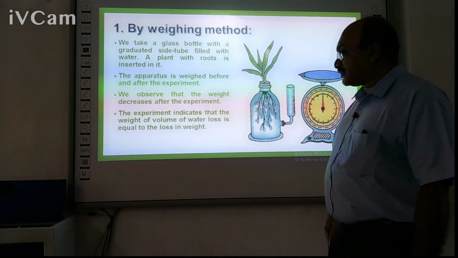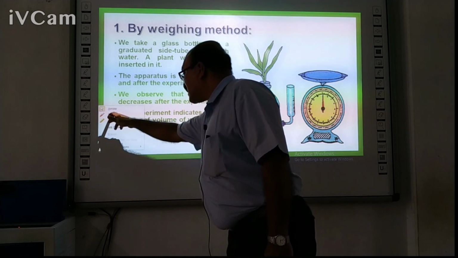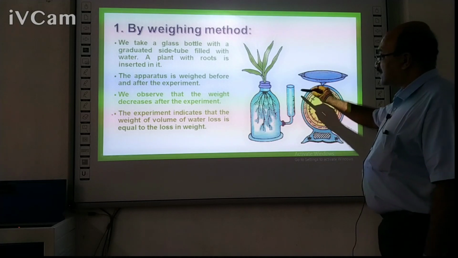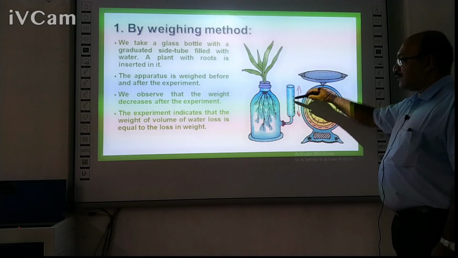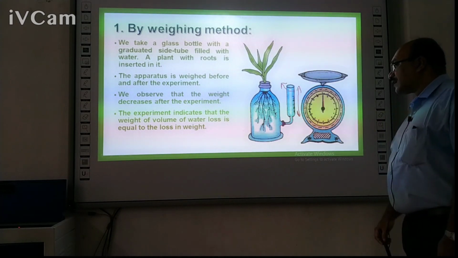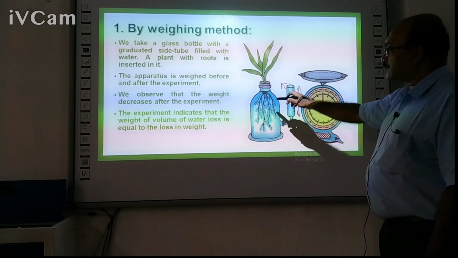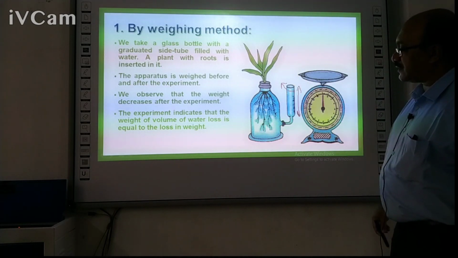This side tube is graduated, so there is a scale here. As it is filled with water, we can mark the level and take the initial reading. There is a twig with roots fixed inside it, and it is made airtight so that nothing can come out.